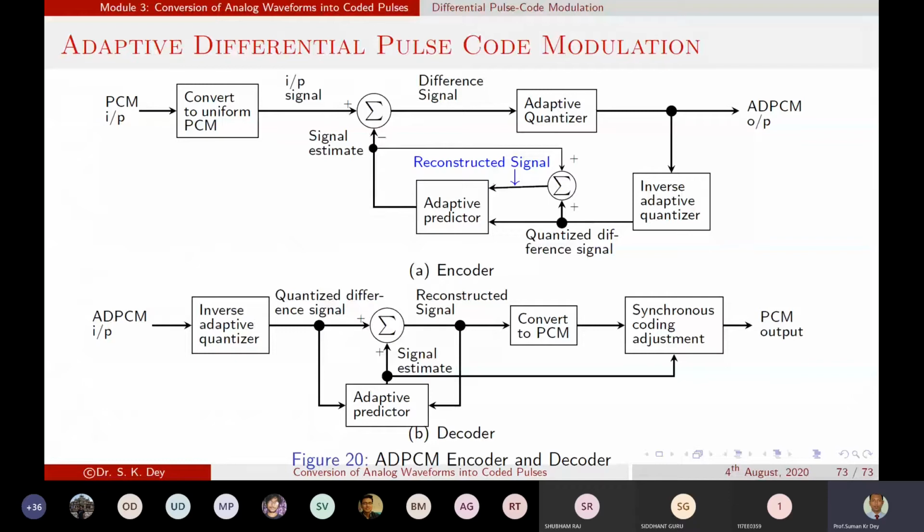Adaptive differential pulse code modulation, ADPCM. So basically, we have seen this when we discussed differential pulse code modulation. In that differential pulse code modulation, to improve the efficiency, we send the difference value between two consecutive samples.